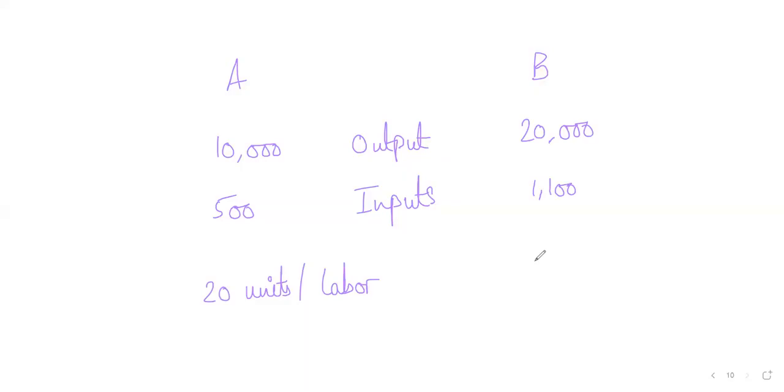Okay, so 20,000 divided by 1100 is how much? 18, right? 18.2, right? So in the case of factory B, it's producing 18.2 units of football for each unit of labor. Is everything clear so far?